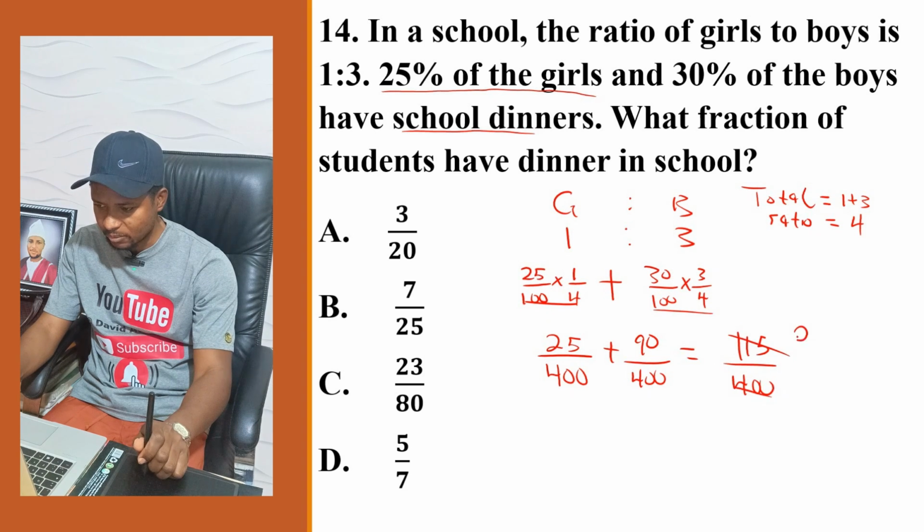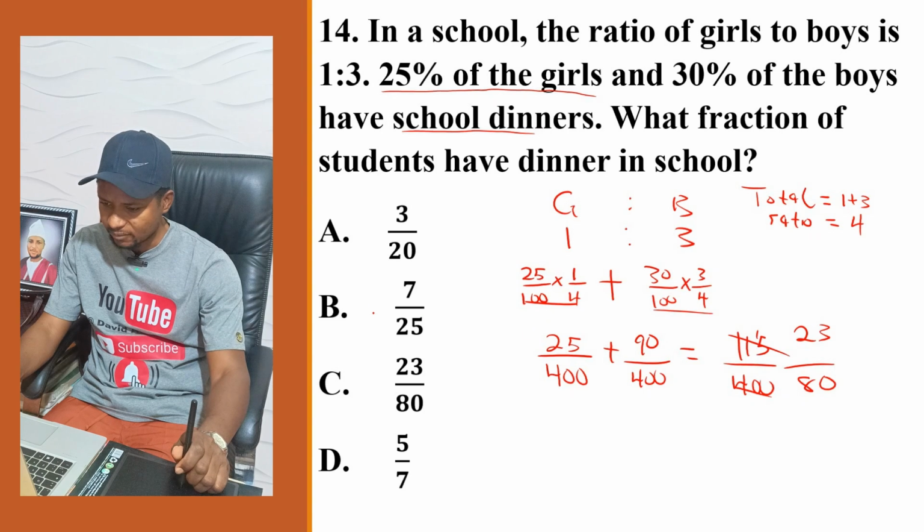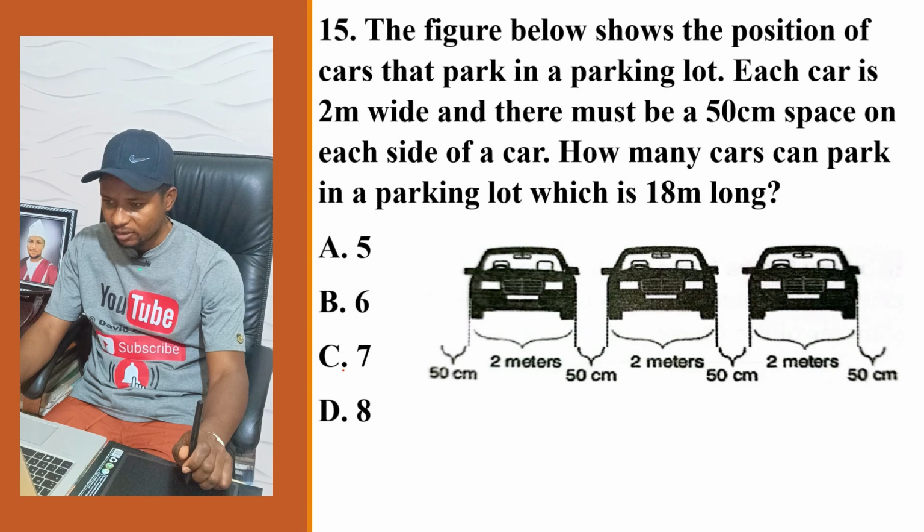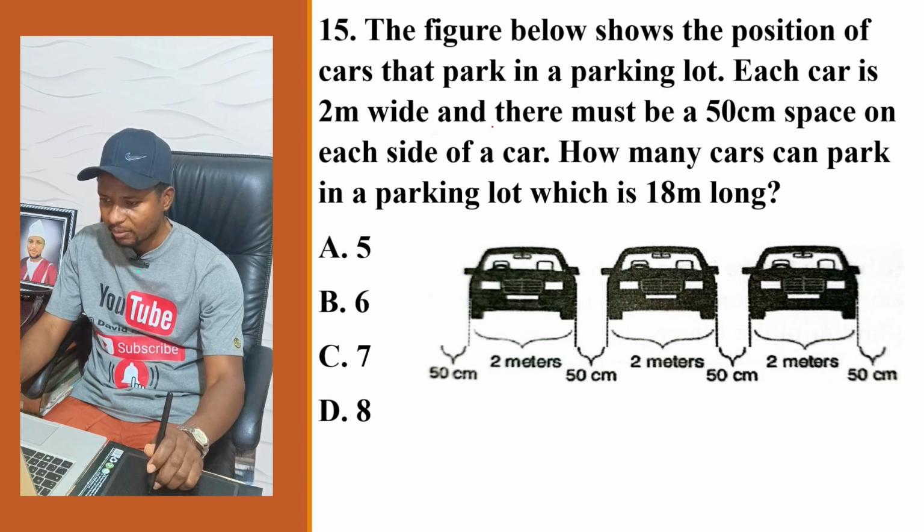Then I can reduce now. 5 here, you have 2 remainder 1. 5 in 15 you have 3, and 5 in 40 you have 8 and 0. That's 23 over 80. So your answer is C. Moving on to the last question. The figure below shows the position of cars parked in a parking lot. Each car is 2 meter wide, and there must be a 50 centimeter space on each side of the car. So now, if you studied this very well, this is the space of the car, but there is an allowance of 50 centimeter. Let's change it.